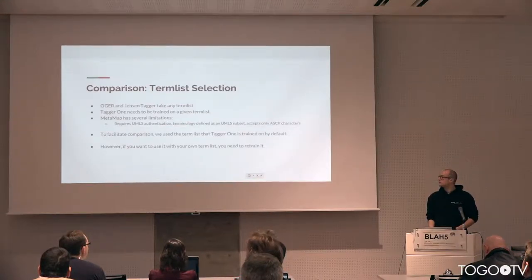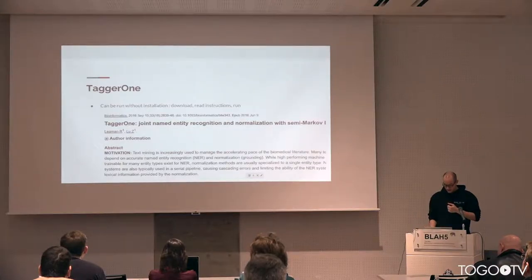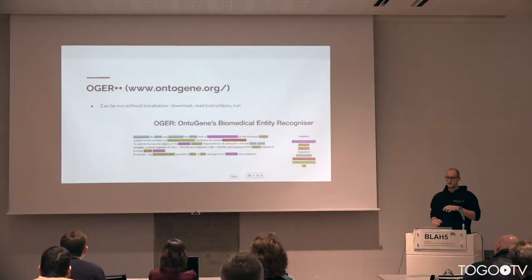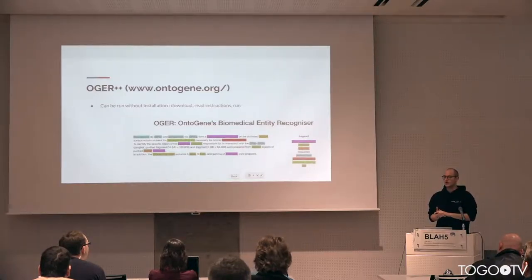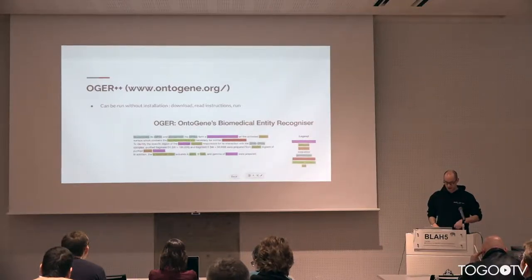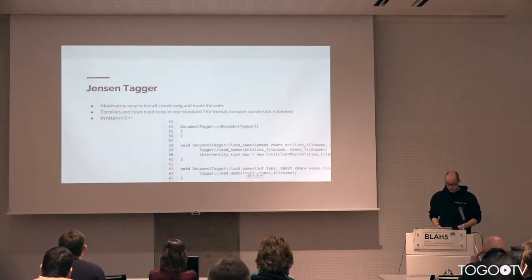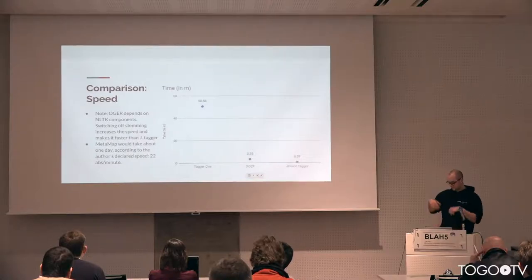And so the Tagger 1 can be easily installed. It's very, very friendly. However, it's already trained on a term list, and that one is a bit difficult to retrain. So we ran the whole evaluation on the term list that Tagger 1 is already trained on, to be fair. Then this is our own tool, and then we have the Jensen Tagger, which is written in C++, so you have to install it together with some libraries. But, and here we come to the first part of the evaluation, it runs insanely fast.